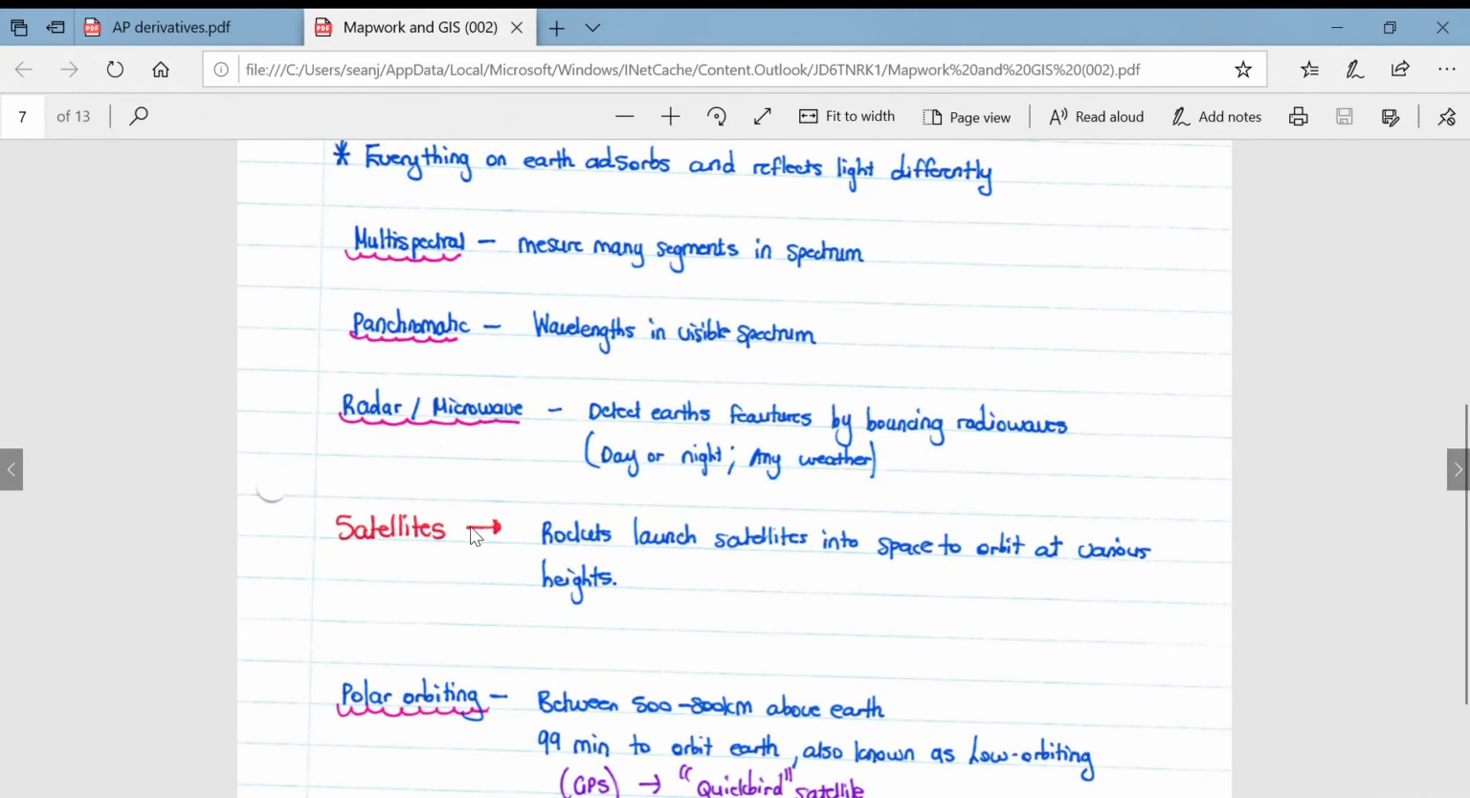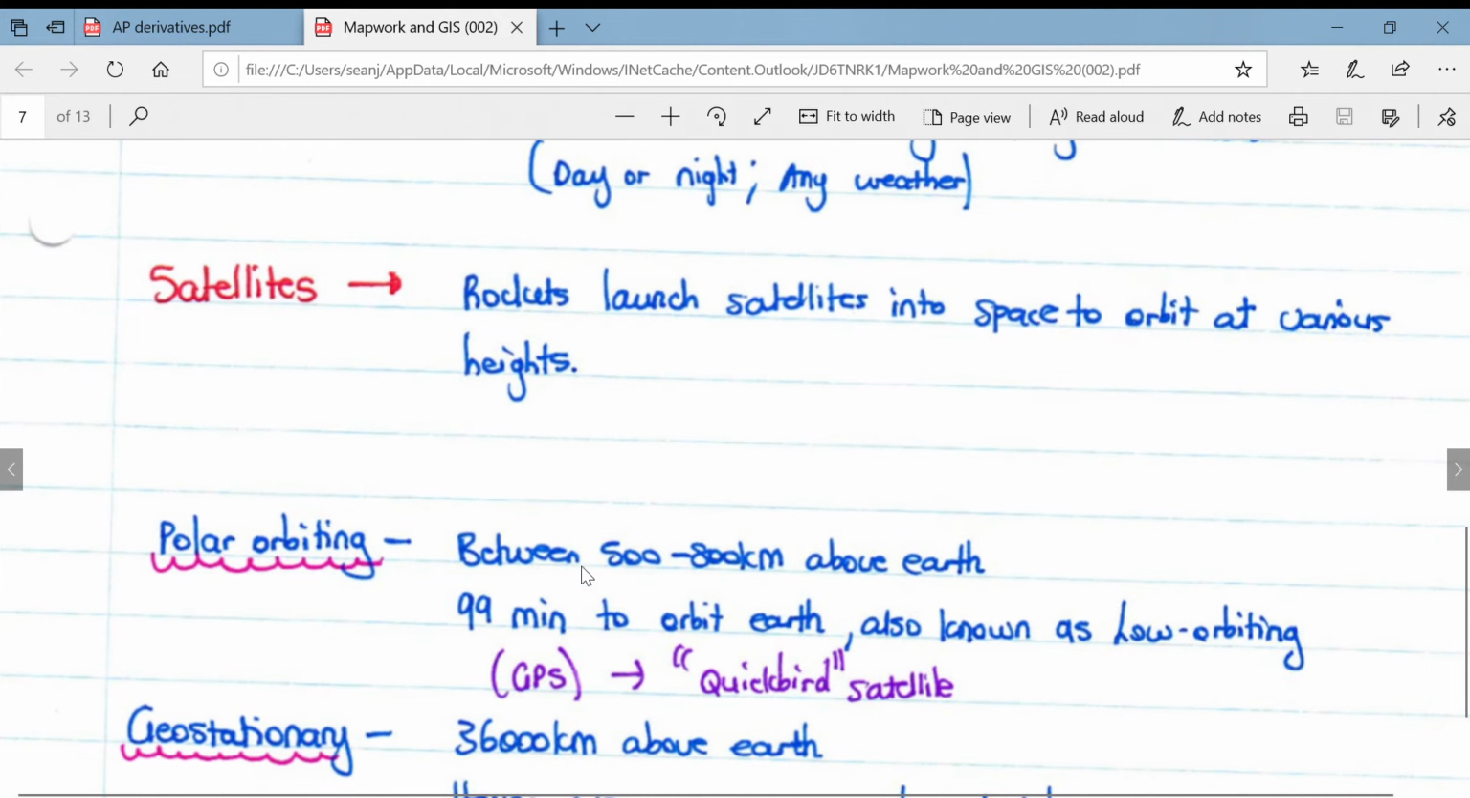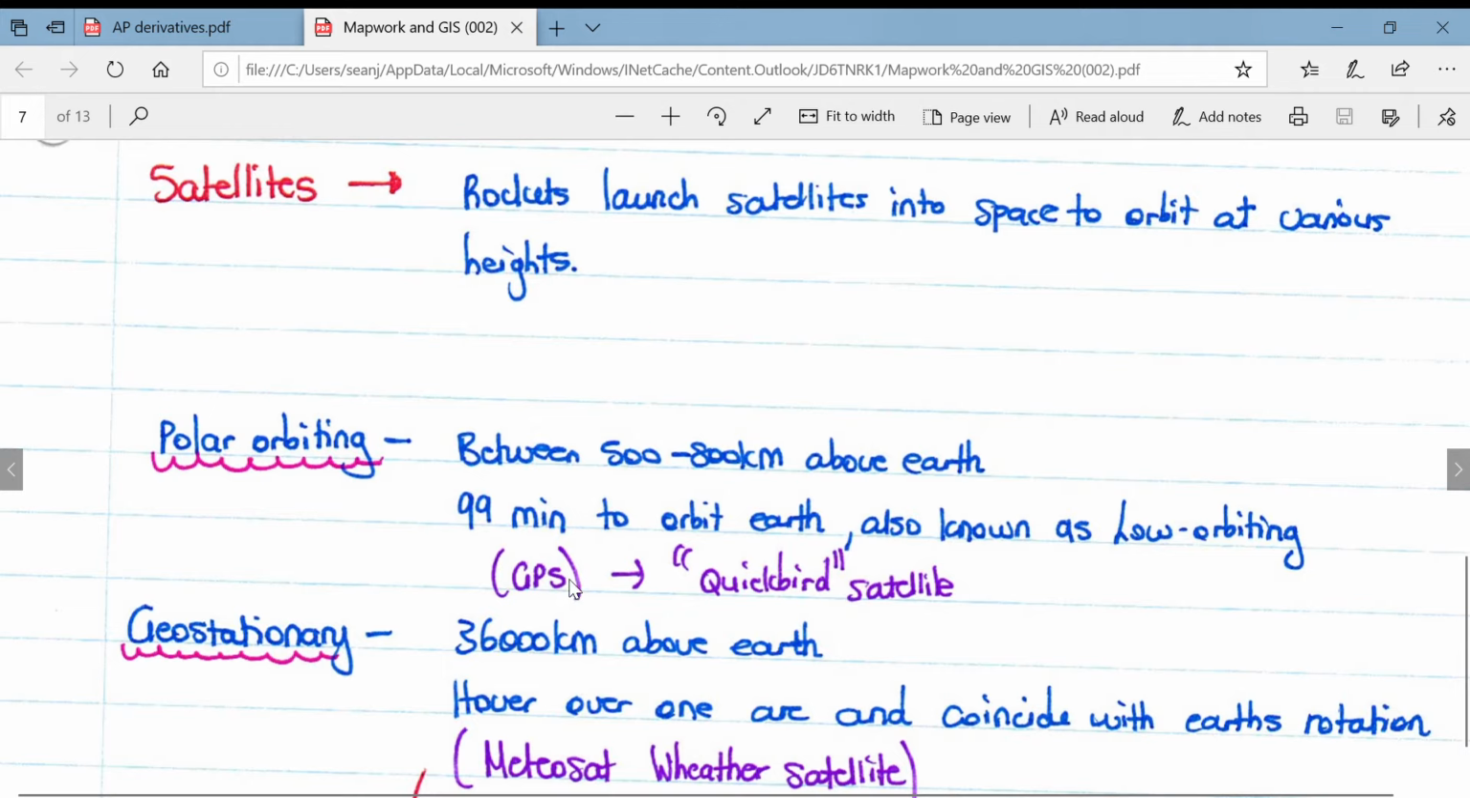And if we look at satellites, rockets launch satellites into space to orbit at various heights. Polar orbiting is between 500 and 800 kilometers above the Earth. It takes 99 minutes to orbit the Earth. It's also known as low orbiting. A common thing that everybody uses is GPS, which is taken from a satellite by the name of QuickBird, obviously, and it is an example of a polar orbiting satellite.